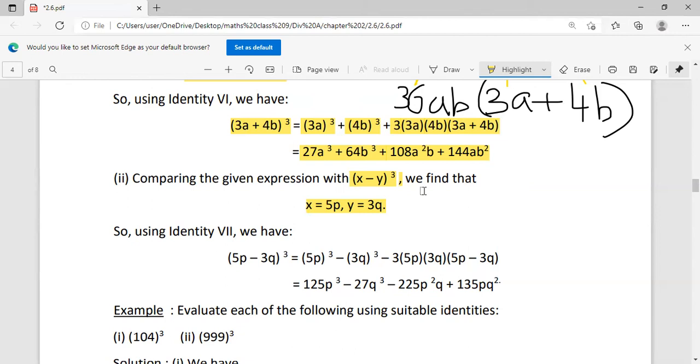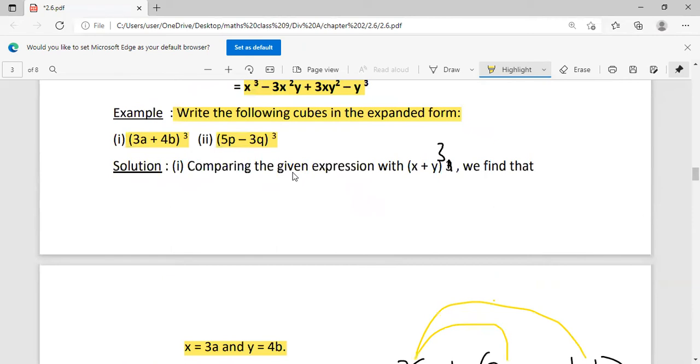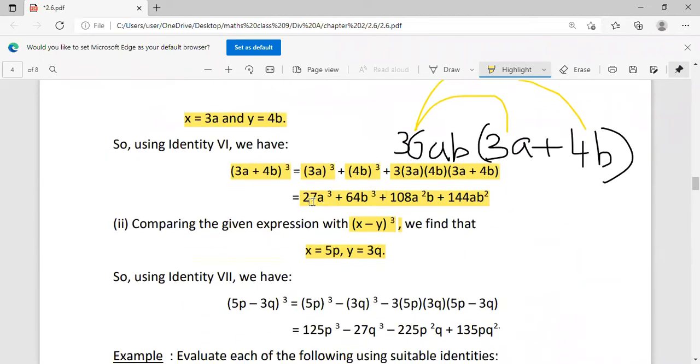Sir, in the first question, it is written 3a cube. When you wrote the answer, you wrote 27a cube. So, sir, why have you not omitted the cube? A cube means a cube itself. We can't omit a cube. The cubic sign will be there.